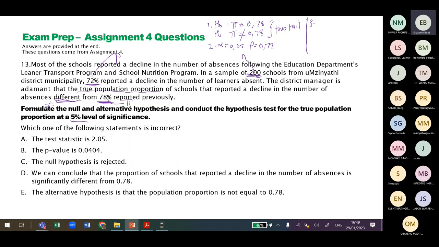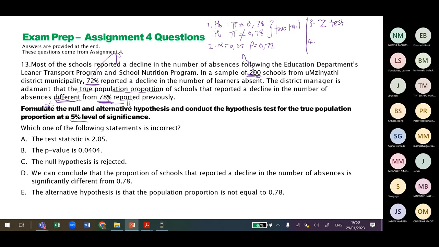Step number three. What kind of a test are we doing? We're doing proportions, so it is obvious as a test. Step number four. Looking at this, we are going to be using a p-value, so there is no need for us to find the critical value. So I'm just going to go ahead and calculate the z-test. Z-step: your sample p minus your population proportion divided by the square root of your population proportion times 1 minus the population proportion divided by n. Let's substitute into the formula.